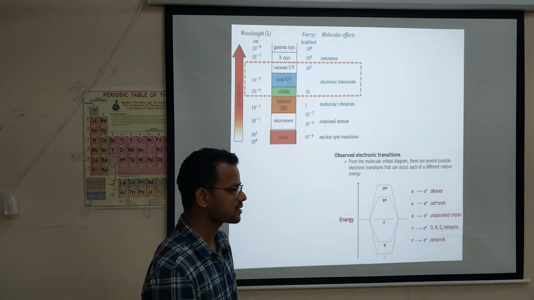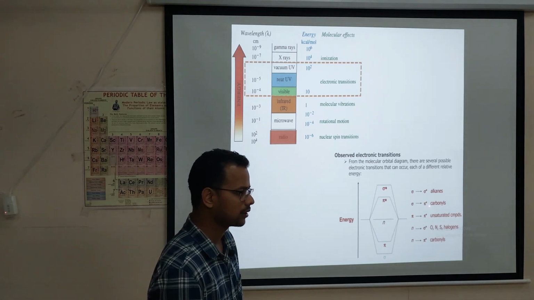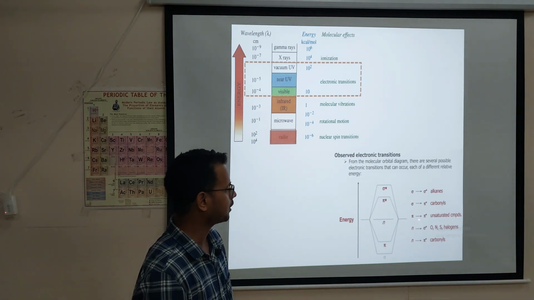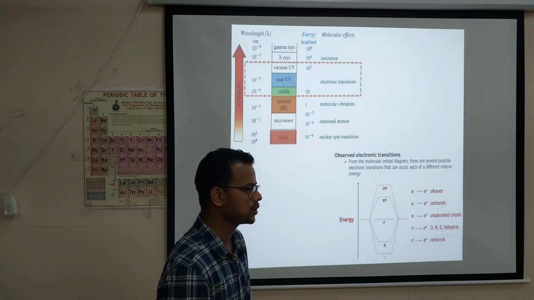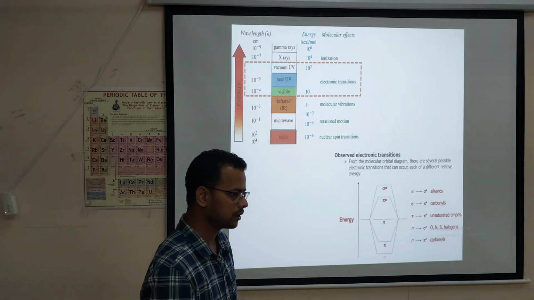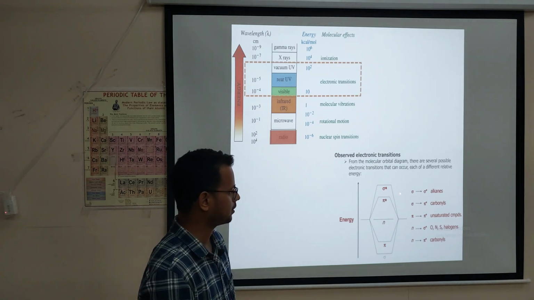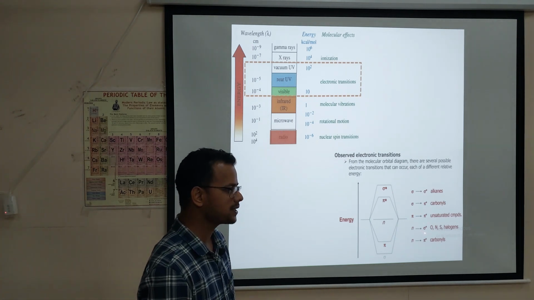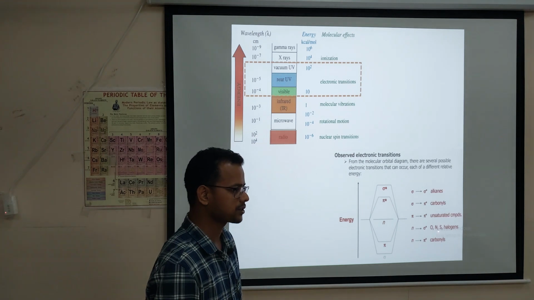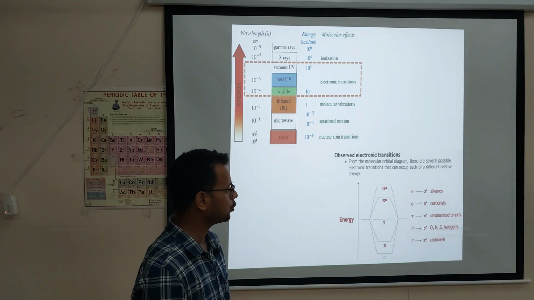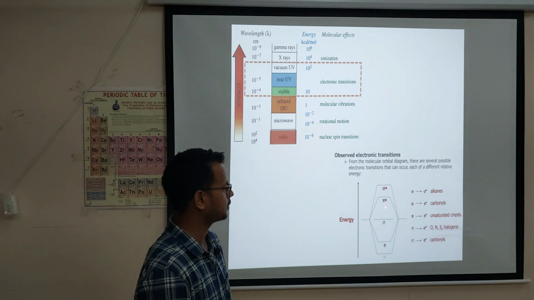Sigma to sigma star transition can occur in alkanes. And pi to pi star transition can occur in unsaturated compounds which have double or triple bonds. Alkanes have only single bonds, so only sigma to sigma star transition is possible there. The compounds which contain heteroatoms, like oxygen, nitrogen, sulfur, will show n to pi star transition.